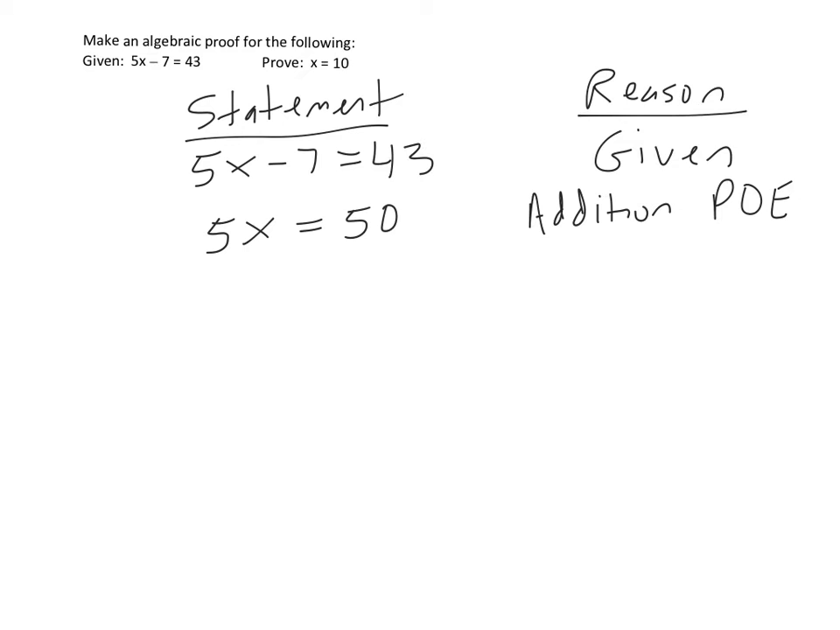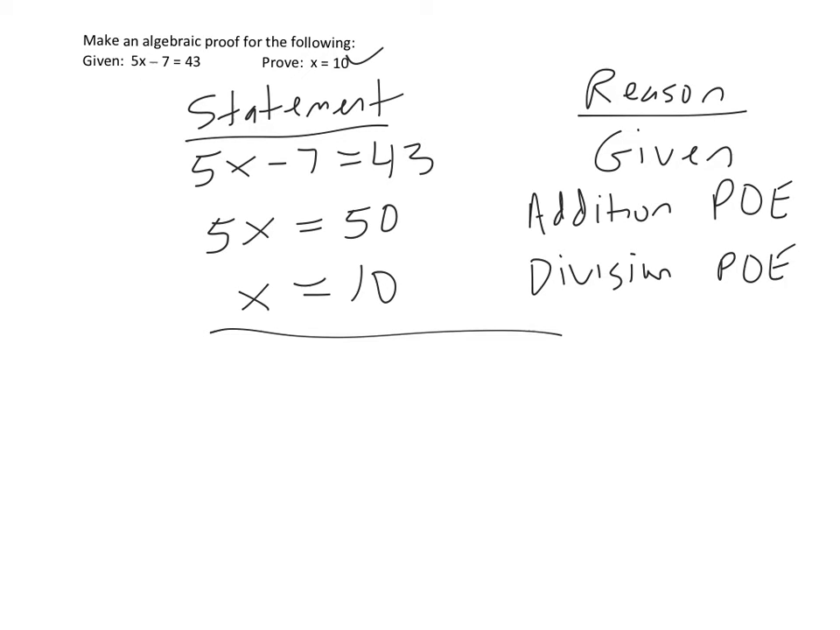Okay, 5x equals 50. Now what? I would divide both sides by 5. I would get x equals 10. And again, what lets me do this? The division property of equality, because I divided both sides by the same thing. And hey, I proved x equals 10. So that is it. This was a pretty quick proof. Sometimes they'll be longer, but that's sort of the process. You have to justify every step.